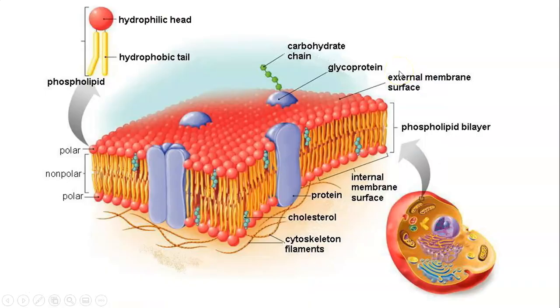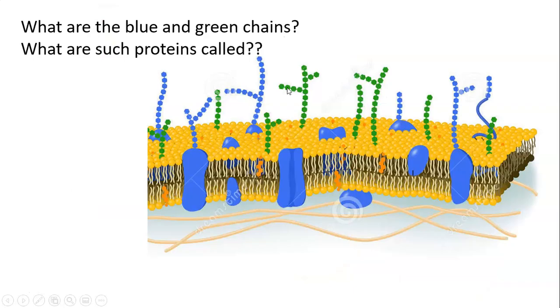Okay. Here is a view of another type of protein called a glycoprotein. And if you see, this little chain is a chain of sugars, and therefore it's called a carbohydrate chain. So glycoprotein has a little chain sticking out. And so here's a picture with many different glycoproteins, right? Here's a glycoprotein here, here's another one here, and so on.